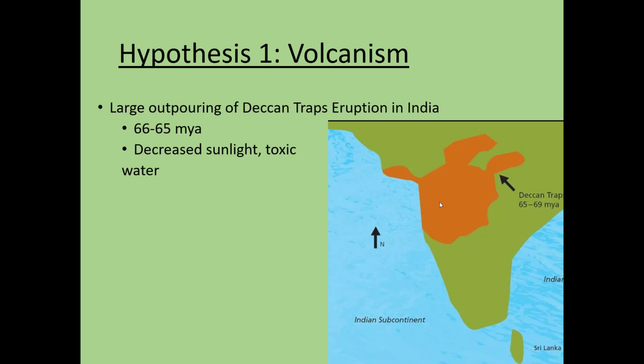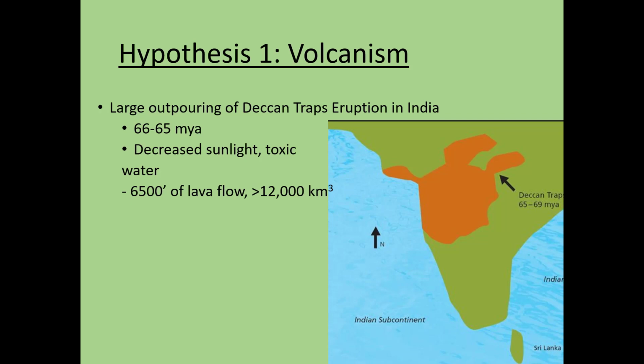The Deccan Traps eruption was a mantle plume that reached the surface right before, during, and then just after the dinosaur extinction. So the dinosaur extinction itself is dated about 65.5 million years ago, and the Deccan Traps eruption occurred between 66 and 65 million years ago. It was a large outpouring of basaltic lava, resulting in decreased sunlight and toxic water, to the point where the acidity of rainwater may have prevented dinosaur shells from calcifying properly, but all of those things were contributing factors.